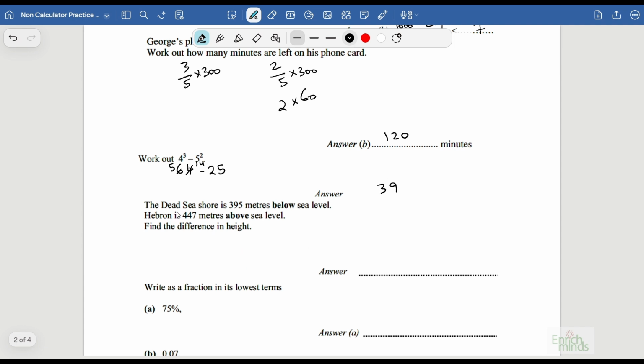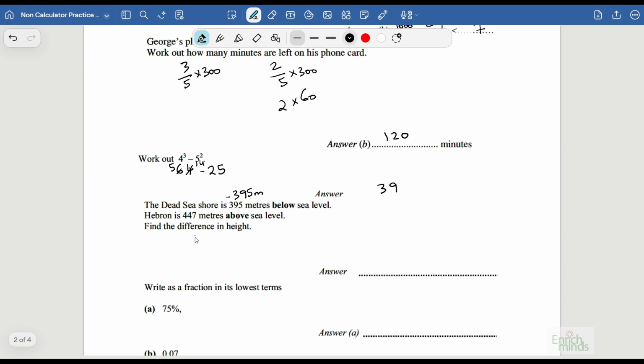The next question says the Dead Sea shore is 395 meters below sea level. Below sea level suggests that it's a negative number, minus 395 meters. Hebron is 447 meters above sea level. That's a positive number because it's above 0 on the number line. Find the difference in height. What is the difference in the height of these two places?